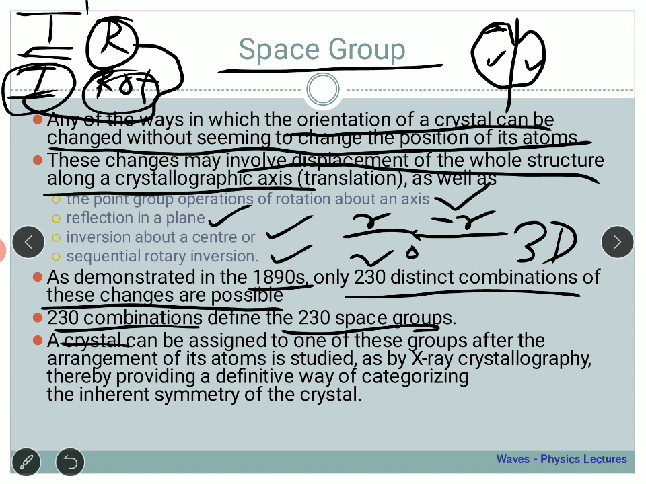Okay, so any crystal can be assigned to these groups, after the arrangement of the atoms is studied. You have to study the arrangement of the atoms so that you can assign a space group to it, and that can be done by using X-ray crystallography.